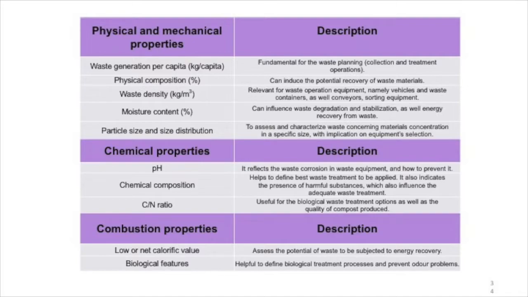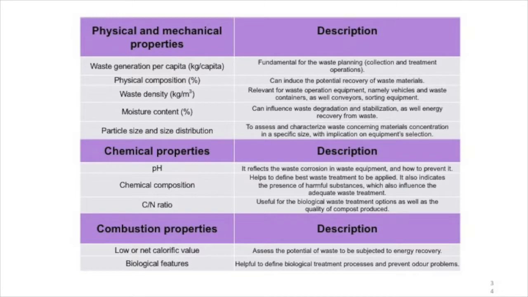What are the main characteristics that we want to know about waste? We have physical and mechanical properties, chemical properties, and combustion properties. Each of these characteristics implies how much volume of waste we will have and what the alternatives for management are. We're going to talk a lot in these lectures about waste generation per capita, and this is fundamental for waste planning, so for collection and treatment operations. We're going to talk about physical composition and waste density, which, for instance, is relevant for waste operation equipment, vehicles, and waste containers, as well as other types of equipment.